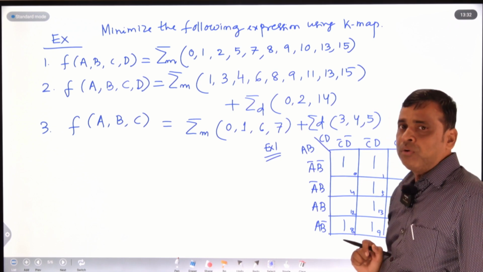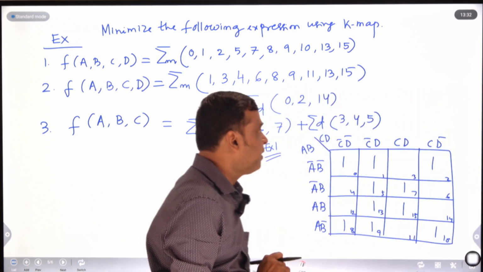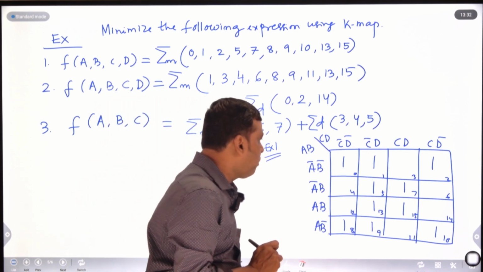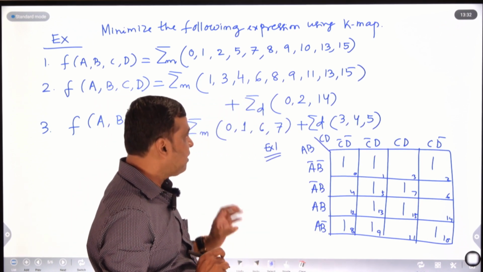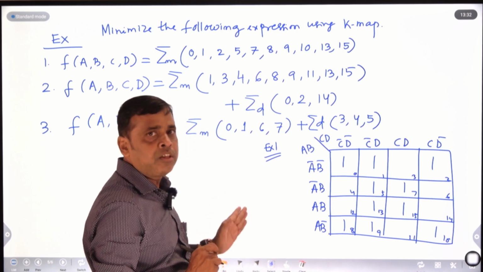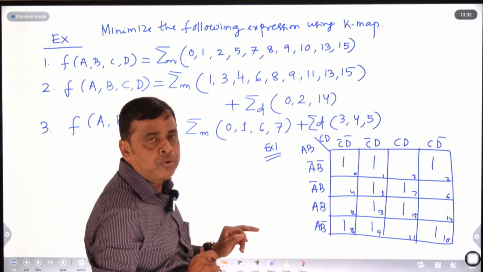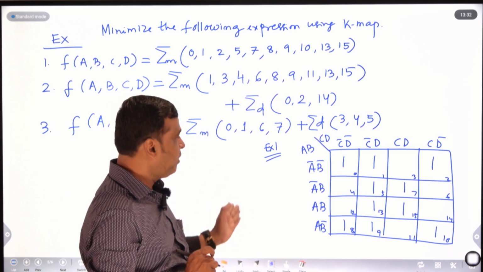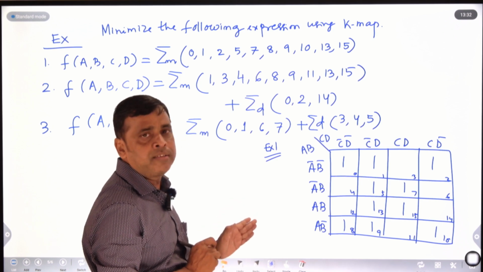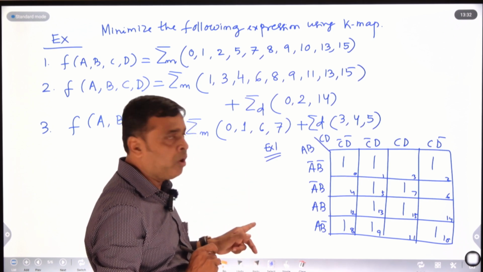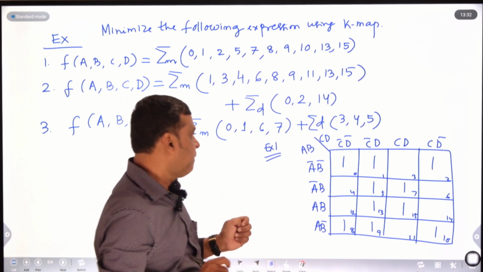Then what will we do? Then grouping. It is very, very important. How will you group? When you are grouping min terms, first of all, if a quad is possible, select the quad instead of 2 pairs. If an octet is possible, that is a combination of 8 1s, then you choose the octet rather than a quad and pair.